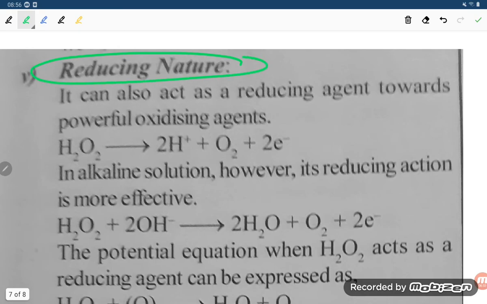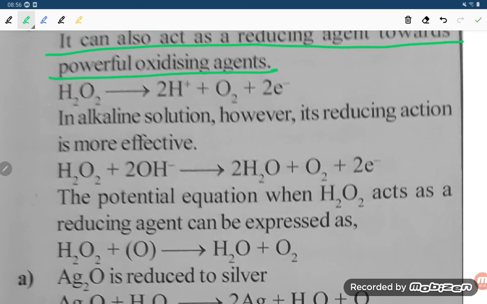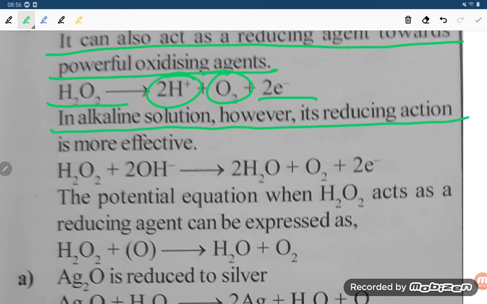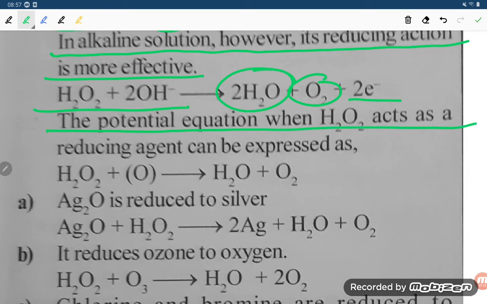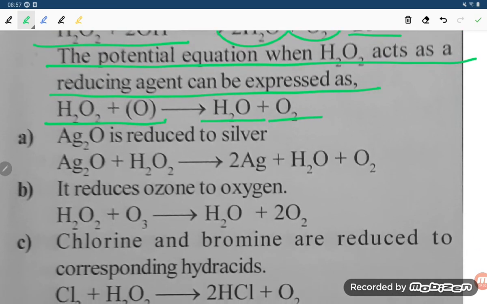Reducing nature. It can also act as a reducing agent toward powerful oxidizing agents. So H2O2 gives 2H+, O2 and 2 electrons. In alkaline solution, however, its reducing action is more effective. The equation for H2O2 acting as a reducing agent can be expressed as H2O2 plus oxygen giving H2O plus O2. So Ag2O is reduced to silver.